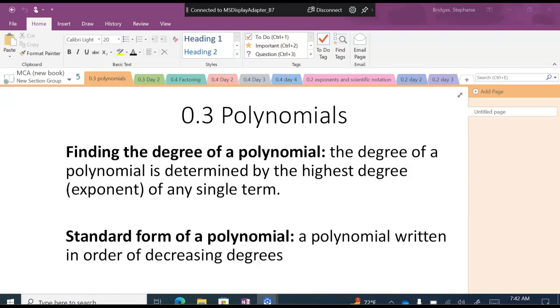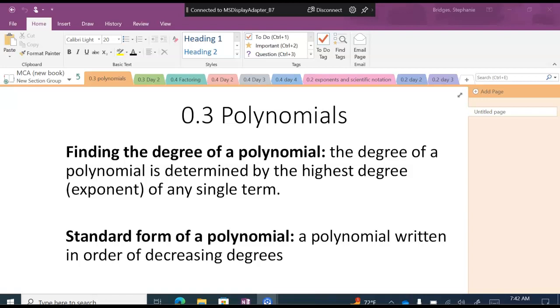second. So finding the degree: the degree of a polynomial is determined by the highest exponent of any single term. And then in standard form, we start with the highest term and we write them in decreasing degree. So the first little bit, I'm just going to give you a polynomial. What we're going to do is combine any like terms that we have.